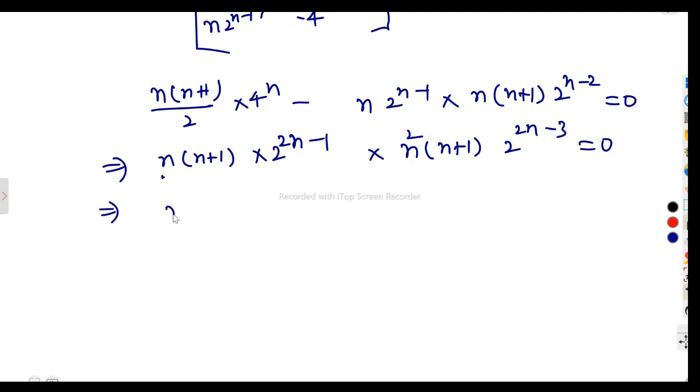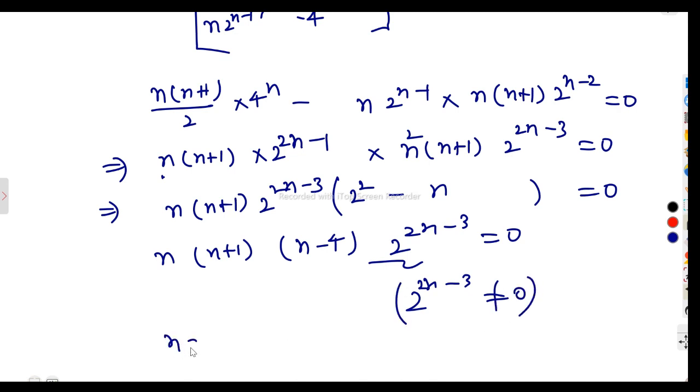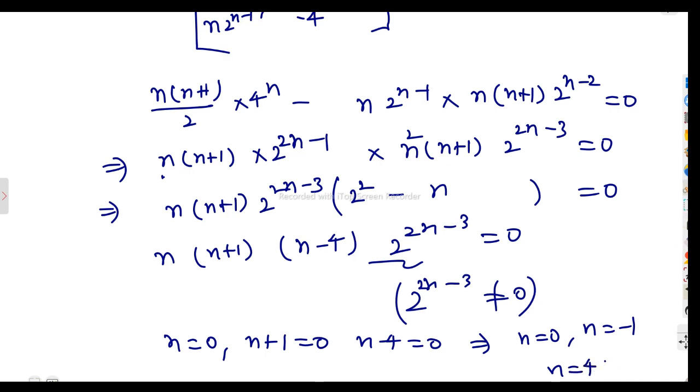If we take n(n+1) 2^(2n-3) outside as a common factor, we have 2^2 minus n is equal to 0. So we have n(n+1)(n-4) 2^(2n-3) equal to 0, and we observe that for any natural number the power of 2 is not equal to 0. So n equals 0, n equals minus 1, or n equals 4.